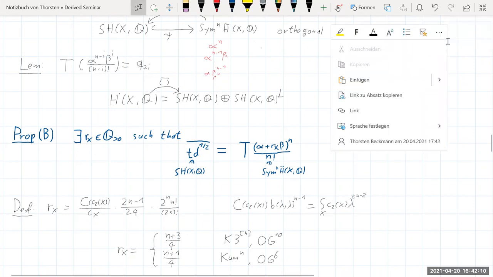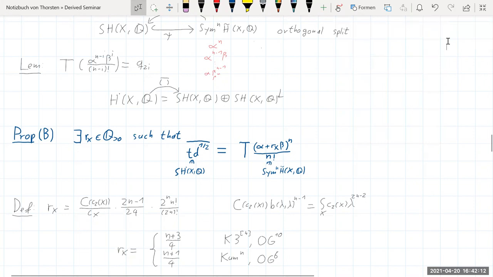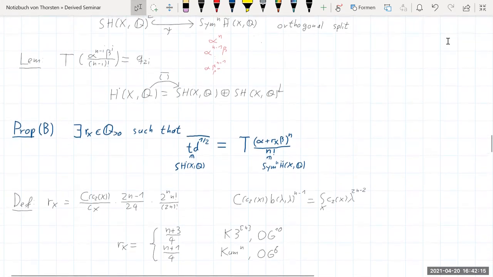I don't quite understand. I think the previous proposition defines Rx. So why do you call this a definition? This is rather a calculation. Yes.